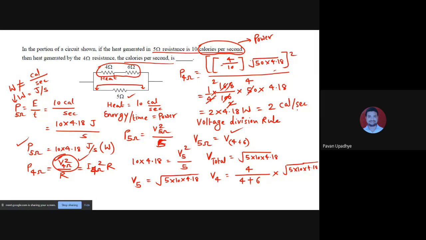Though I took a long time to solve this because I was supposed to make you understand also. But if you do it on your own by understanding this concept, this will not take this much time, because ultimately you must have understood that these steps were very easy. Okay, so finally you have got the answer, 2 calories per second.